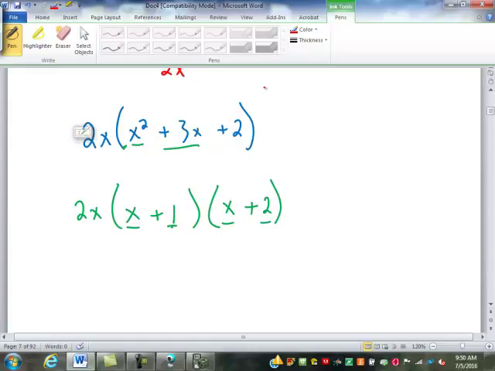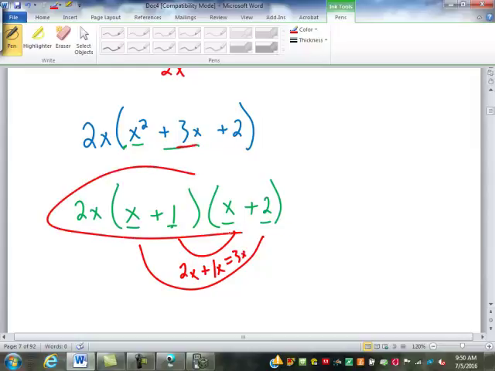If we double check here, x times 2 is 2x. 1 times x is 1x, or just x. That adds up to be 3x, which is what we want. So we factor that to get 2x times x plus 1 times x plus 2. How many of you got that? Any major questions?